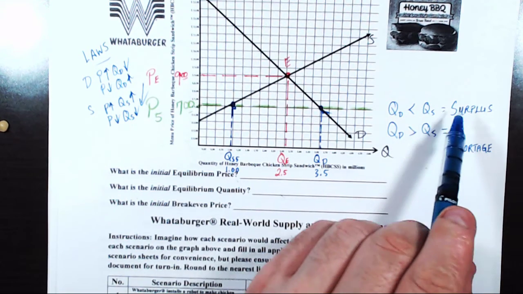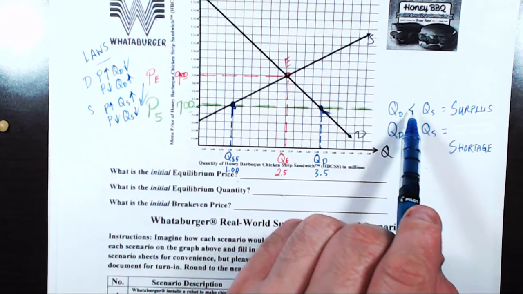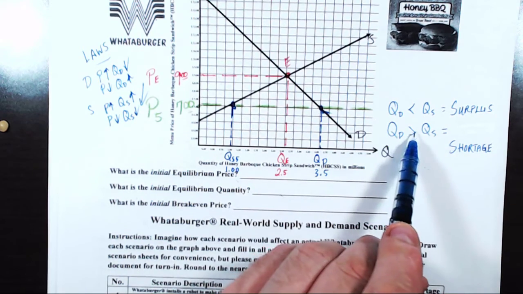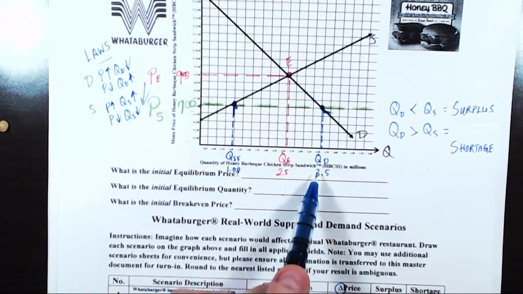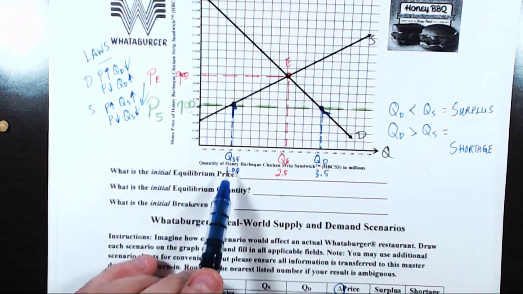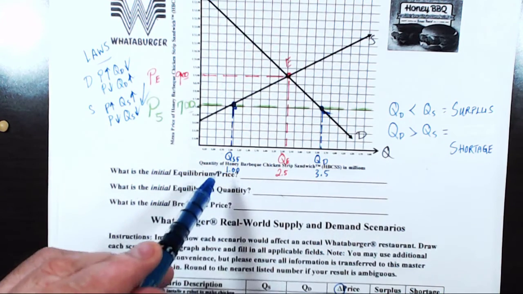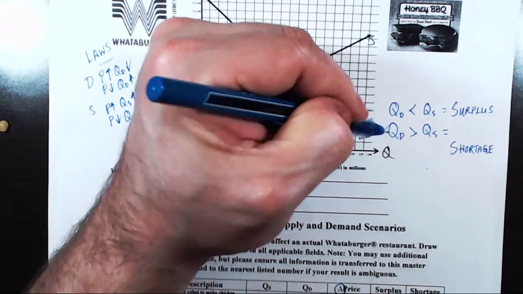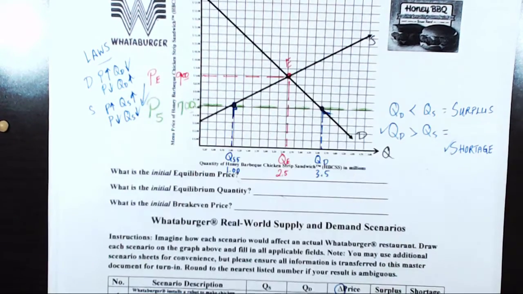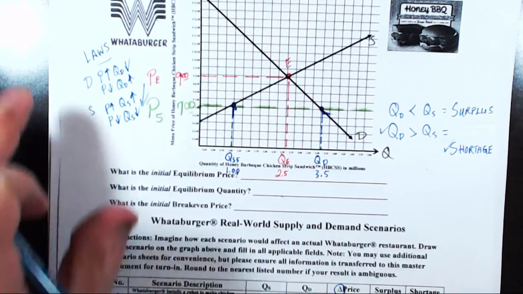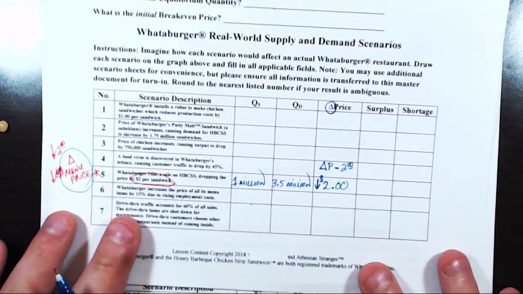All right. So do we have a situation where quantity demanded is less than quantity supplied, or quantity demanded is greater than quantity supplied? Well, quantity demanded is 3.5 million. Quantity supplied is 1 million. So we have quantity demanded greater than quantity supplied. Therefore, that is this one. Therefore, we have a shortage. I'll show you something cool in a second, but first let's do this.